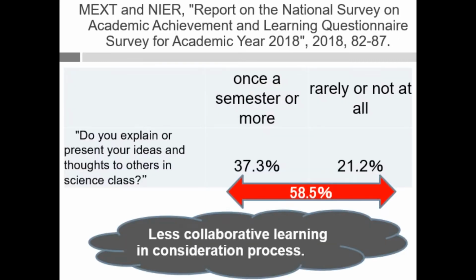For example, in a report by the MEXT and National Institute for Educational Policy Research, NIER, in the National Survey on Academic Achievement and Learning conducted in FY 2018, when asked, "Do you explain or present your ideas and thoughts to others in science class?" the results show that 58.5% of the students answered once a semester or more and rarely or not at all. There is one issue such as less collaborative learning in the consideration process.